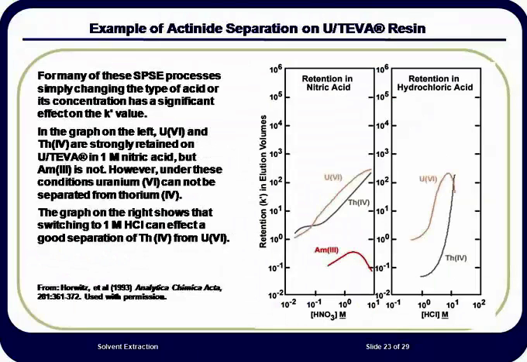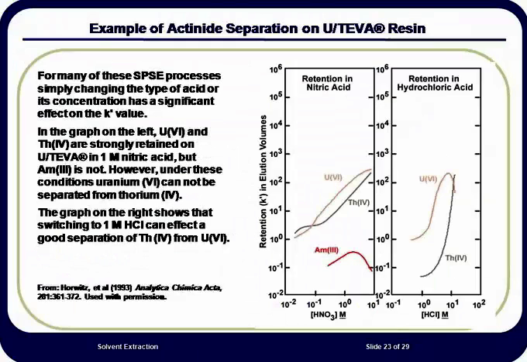The two graphs on the right show the capacity factor of this resin as a function of nitric acid or hydrochloric acid concentration. These factors are empirically determined. The americium, as a +3 ion, is not appreciably retained on this resin and effectively washes through, while thorium and uranium-6 are strongly retained. Note that for nitric acid solutions that uranium-6 and thorium are virtually identical in capacity factor.